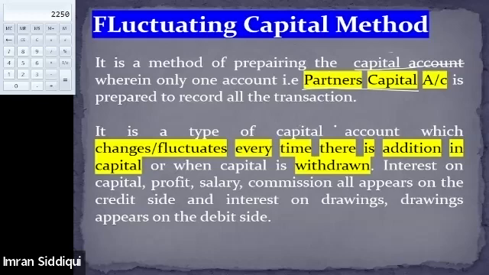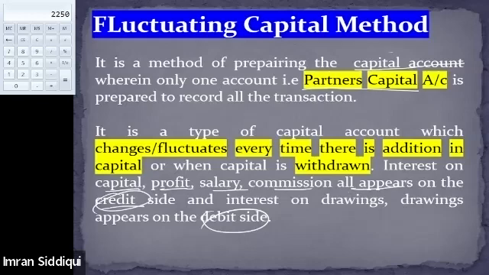It is a type of capital account which fluctuates every time there is addition in the capital or when capital is withdrawn. Interest on capital, profit, salary, commission all appear on the credit side, and interest on drawings appears on the debit side.